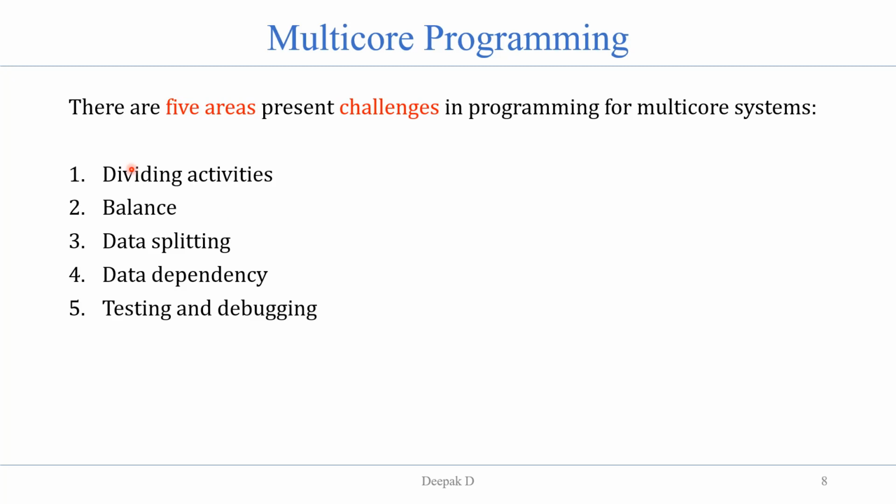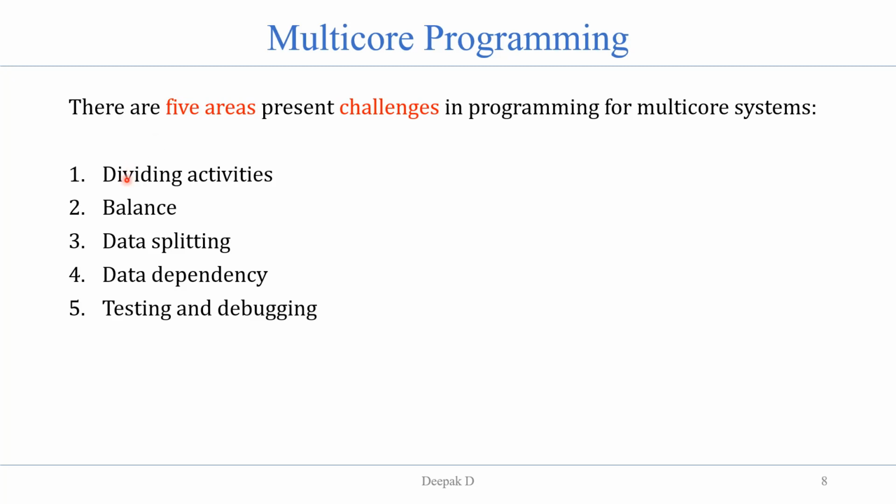The next one is data splitting. You have seen dividing the activities and balancing. Applications are divided into separate tasks. Not only that, you have to make sure that the data accessed and manipulated by the tasks is also divided to run on separate cores. So this is with respect to data splitting.